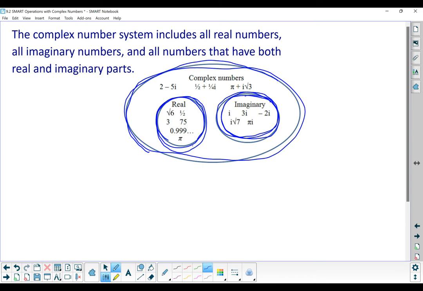So as we add and multiply complex numbers, it turns out that if you add two complex numbers together, you get another complex number. If you subtract a complex number from another complex number, you're going to get an answer in this system as well, a complex number answer. And if you multiply two complex numbers together, you will also get an answer that is a complex number. So it's a closed system for addition and multiplication.